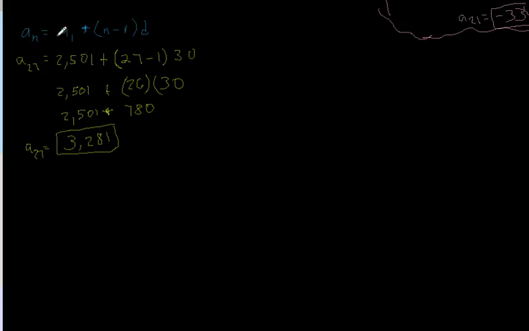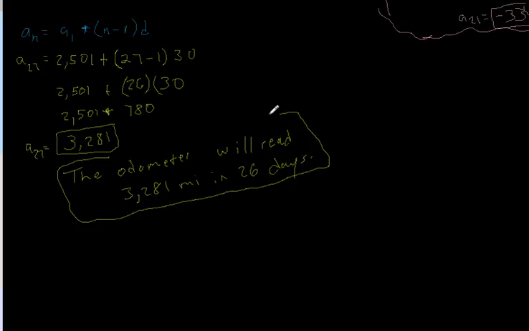When n equals 27, the value is 3,281. Since it was a real world example and read as a problem, I would write: the odometer will read 3,281 miles in 26 days. Cool. So this would be my boxed answer here.